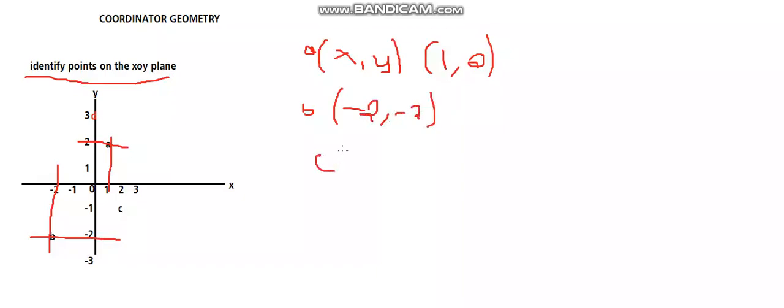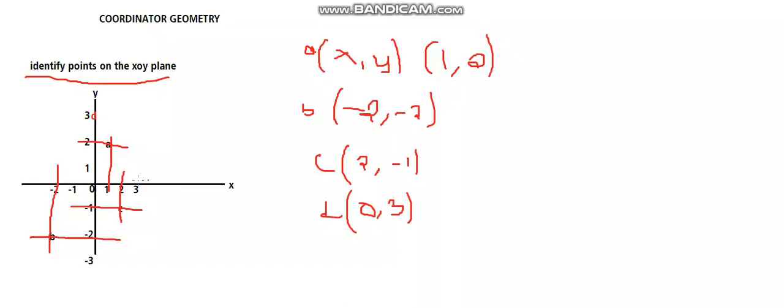Then C is here. C is passing through 2, and passing through -1. You can see that we have 2 as x, then -1 as the value of y. Then D is along the y-axis. Now, note that in the y-axis, x is already 0. So what we have here is D. That means on the y-axis, the value of x is 0, and the value of y is 3.